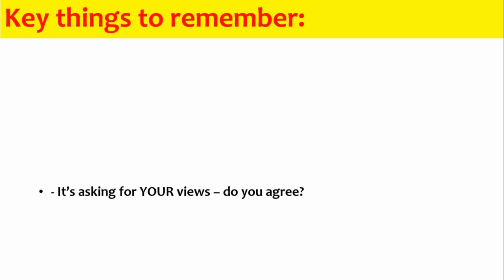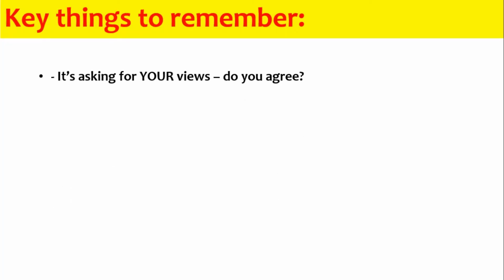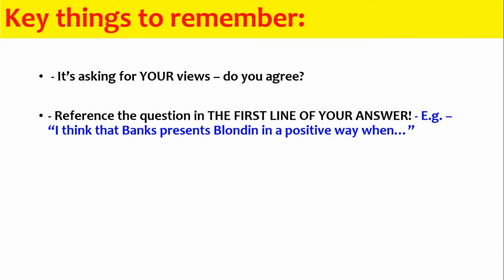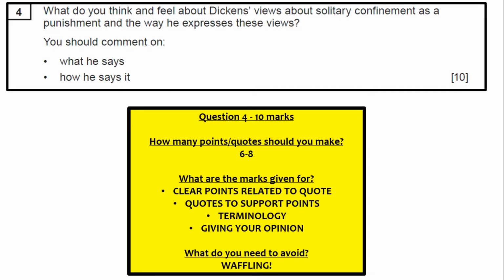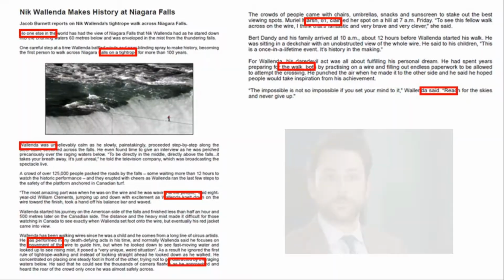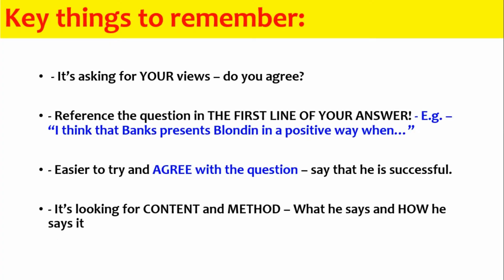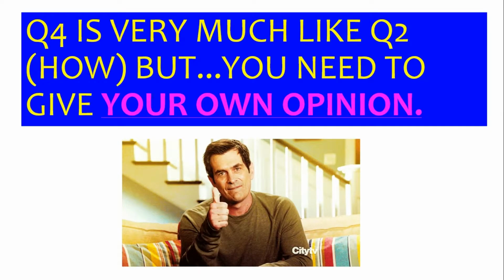Okay, key things to remember in this question are, it's asking for your view, so your opinion, do you agree? Reference the question in the first line of the answer. So for example, we would be saying, I feel Dickens' views are. Yeah, so use the exam question to help you. It's looking for content and method, so this means what the writer says and how he says it. So question 4 is very much like question 2, which is the how question. The only difference is this one is you're giving your opinion.